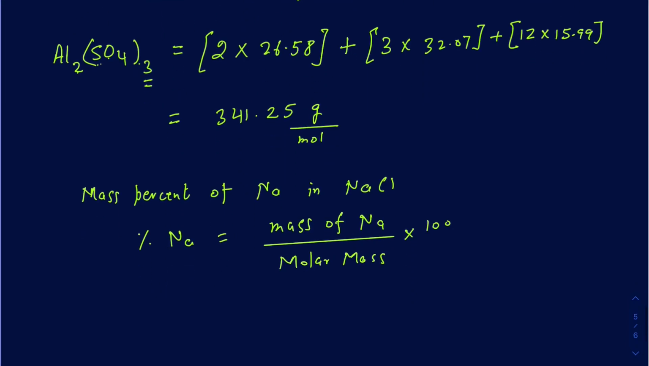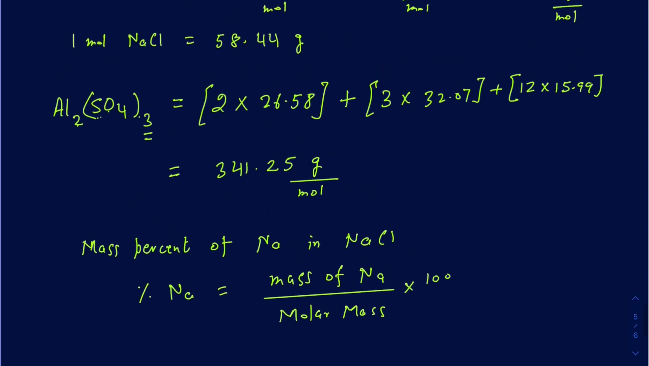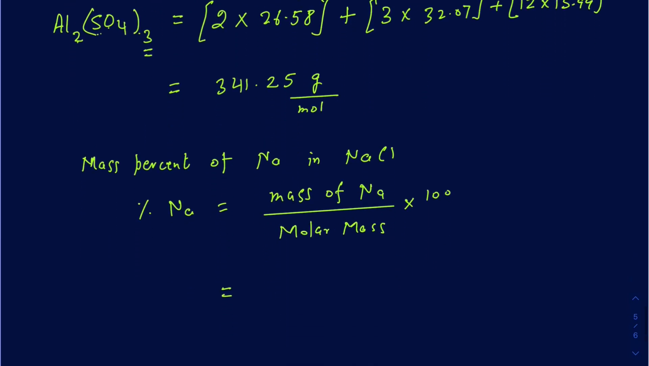Okay, now we go ahead and do this. The mass of sodium is the atomic mass, which we have written down here to be 22.99. So it's 22.99 divided by the molar mass, 58.44, times 100. Whatever we get here is the percent sodium by mass in NaCl. That's about 39.34% sodium by mass.